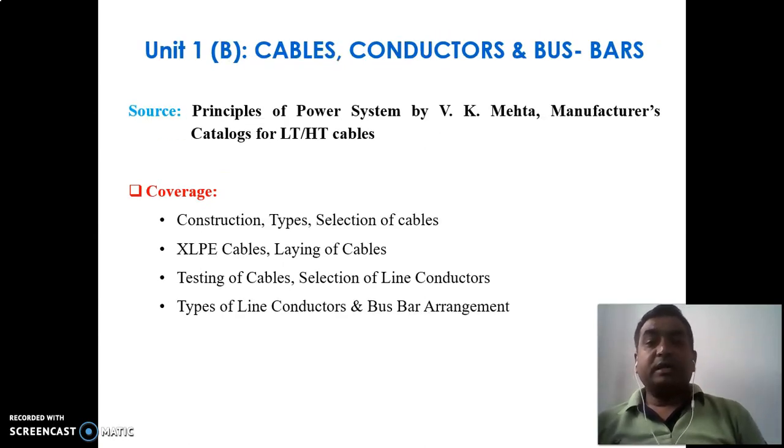Unit 1 part B is basically about cables, conductors and bus bars, in which you are going to study the construction, types, laying of cable and selection of cables, then how to perform different tests on cable before the exact installation takes place, that we are going to discuss here. Along with that, we are going to see the selection of line conductors, types of line conductors and various bus bar arrangements.